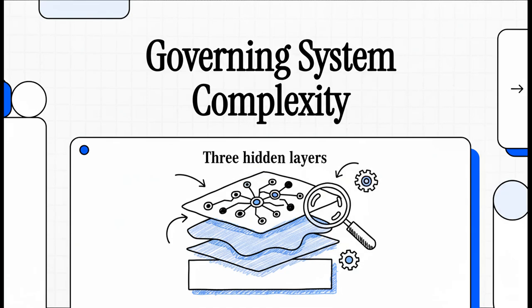All right, let's talk about one of the biggest, most universal struggles in all of software: complexity. Today, we're going to break down the three hidden layers that create it, and even more importantly, how we can actually learn to manage it.